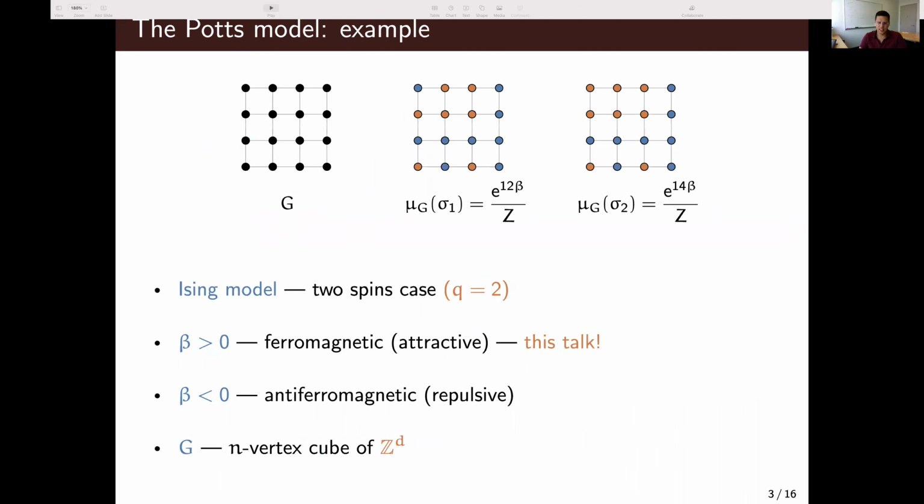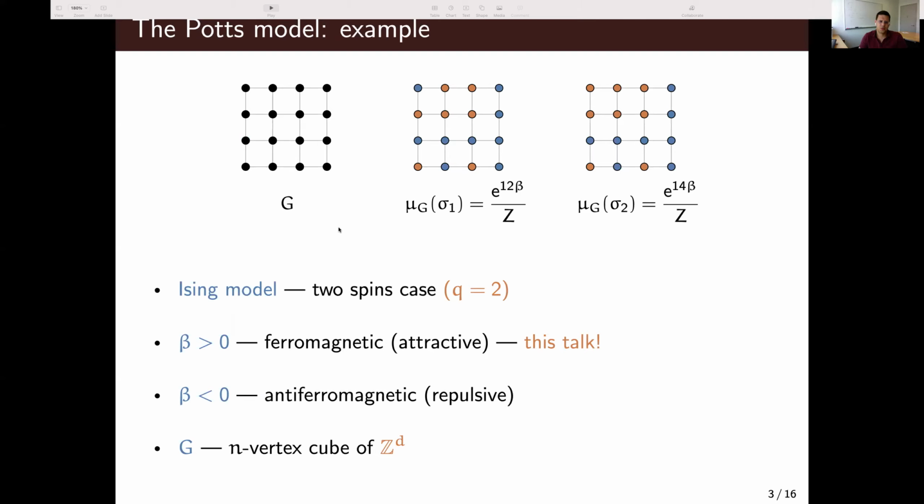Okay? So here is an example. In this case, we have a graph that is a 4x4 grid, and Q equals 2. And we see that this particular configuration receives probability e to the 12 beta over Z. And it is 12 because there are 12 monochromatic edges here, right? So we have 5 red edges and 7 blue edges, okay? So here is another example. If we flip the corner here, we gain an extra 2 monochromatic edges. So the new weight is e to the 14 beta, and then we normalize, okay?